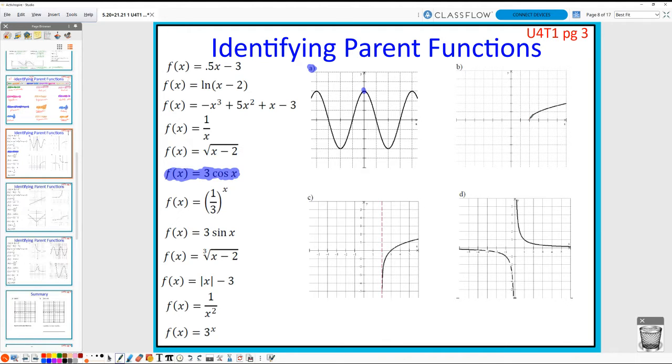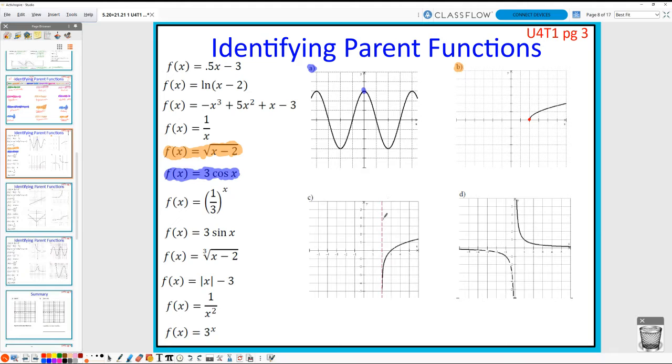This one you do have to be a little bit careful of. For B, there is an endpoint. Once again, this is going to be a radical equation. So for B, is it this one or this one? Well, because there is an endpoint, it's actually going to be the square root, because with square roots, you can't have negative values. Okay, we did that a while back.